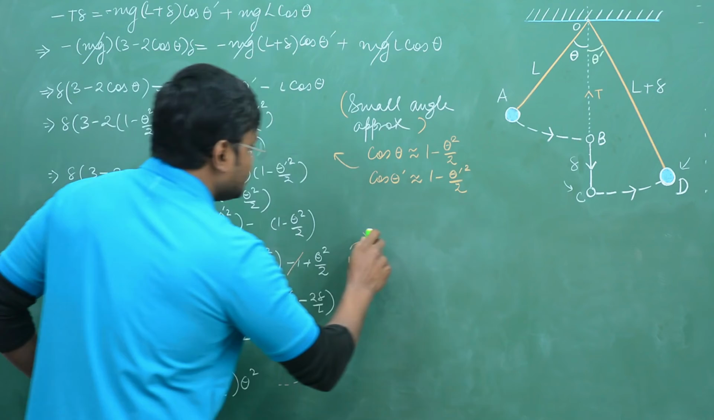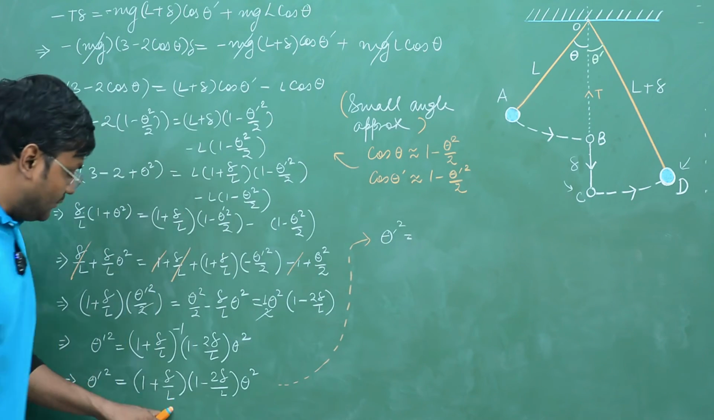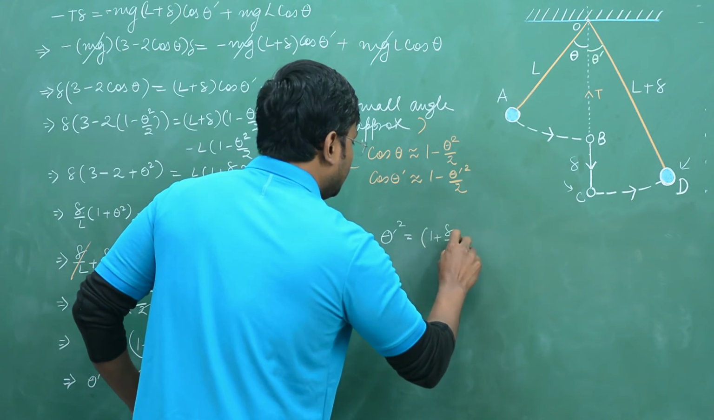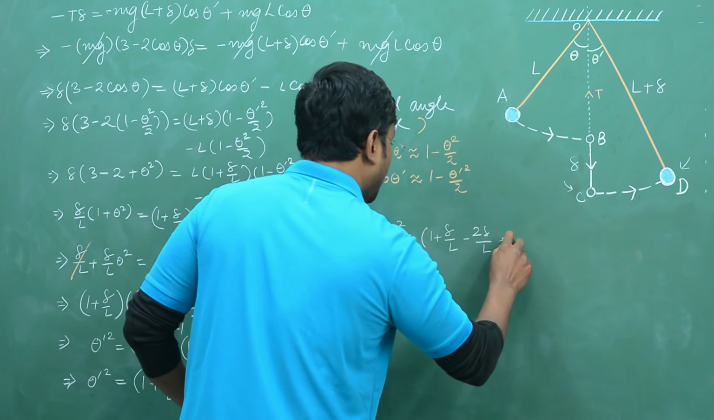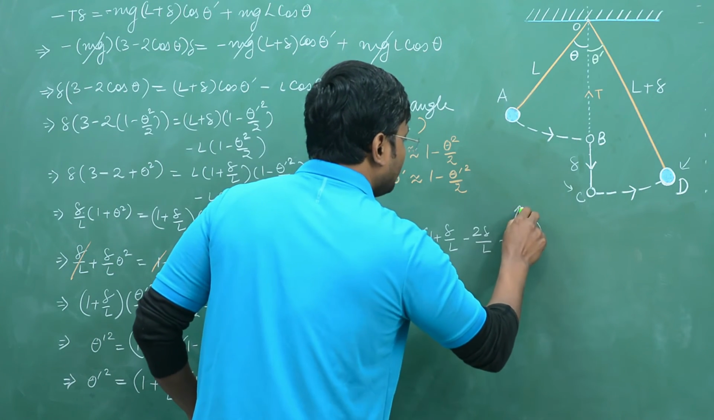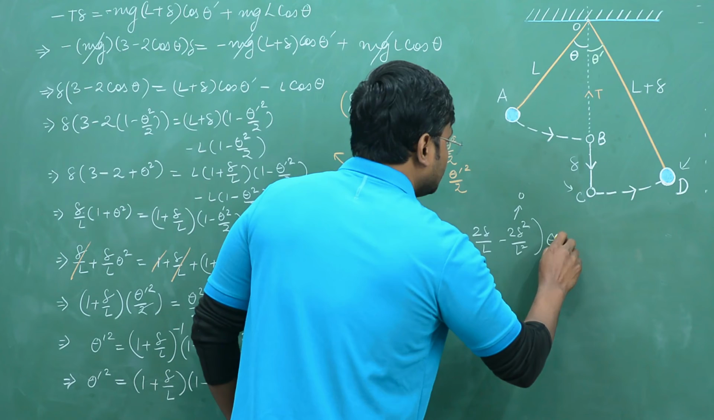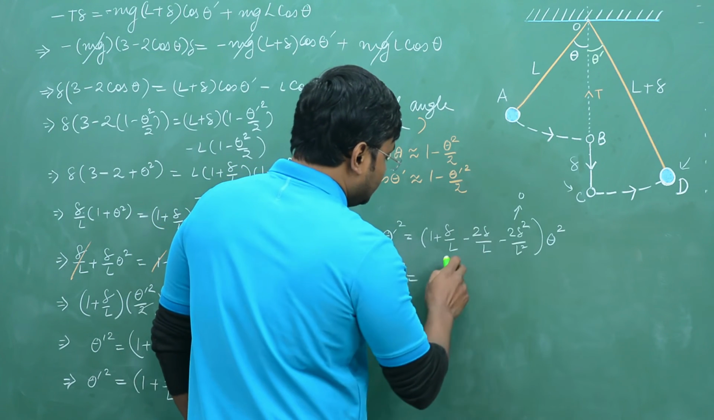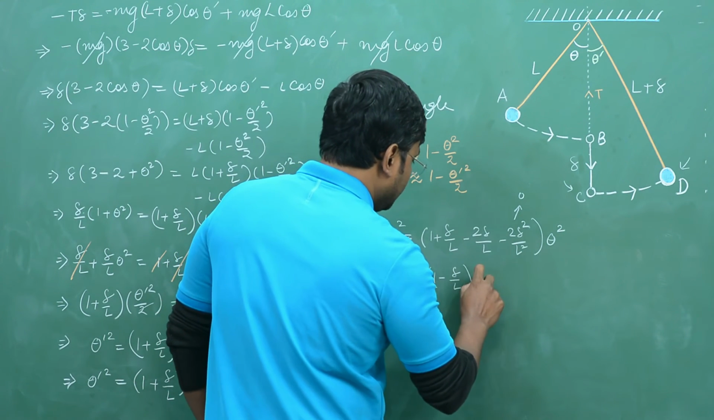So theta dash square is equal to 1 plus del upon L into 1 minus 2 del upon L. So this is nothing but 1 plus del upon L minus 2 del upon L minus 2 del square upon L square. Again, this I am going to approximate to 0 because del upon L is small, so del square upon L square is going to be even smaller. So this is theta square here. So theta dash square is equal to 1 minus del upon L times theta square.